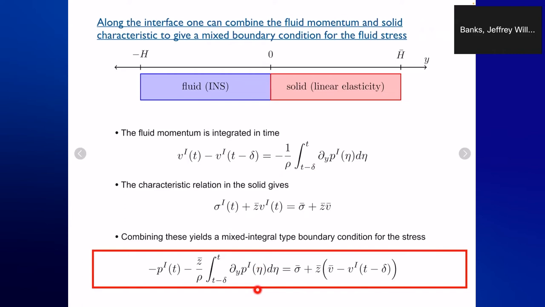So I've got P by itself and then the integral of sort of the derivative of P equals stuff on the right-hand side. Stuff on the right-hand side you should think of as known stuff. So this is like a generalized Robin condition because I've got P and the derivative of P, but it's also got this time integral, and the time integral tells me the scaling for the weighting on this Robin condition effectively.